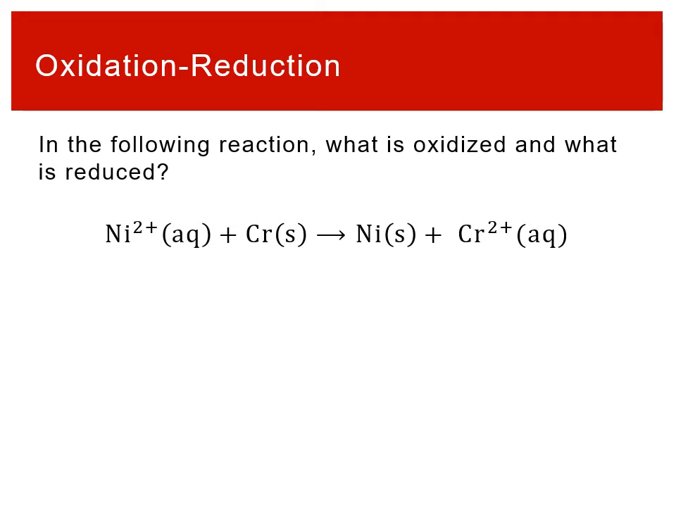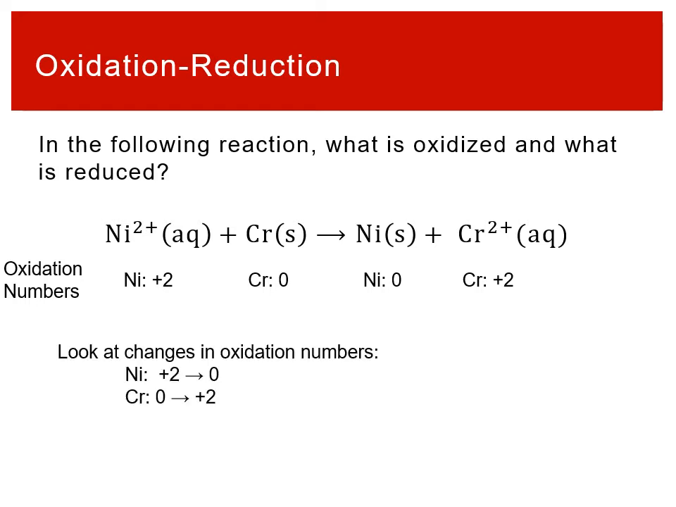reduced. And so the process there is always going to be, I'm always going to start out by assigning oxidation numbers. In the case of this, I only have ions or neutral species. So my oxidation numbers are going to follow directly from the charge, right? Nickel 2 plus has an oxidation number of +2. Chromium solid is elemental, so it has an oxidation number of 0. Then once I assign oxidation numbers to each atom type on each side of the reaction, now I can look at changes in oxidation numbers across the reaction.